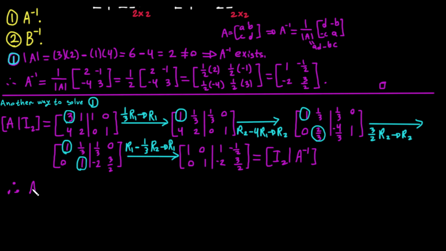Therefore, A inverse equals 1, negative half, negative 2, 3/2, which is the same as this one. So we solved it in two ways and we got the same answer.